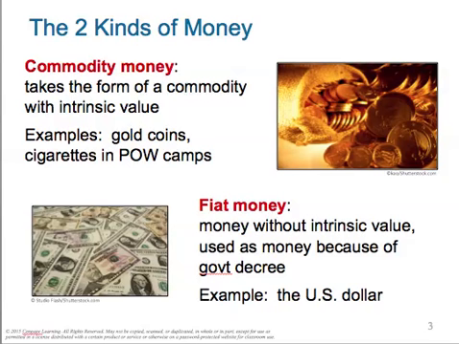There are two kinds of money. Commodity money, which takes the form of a commodity with intrinsic value. Examples here are gold coins. Cigarettes were used as currency in POW camps. Cigarettes are used as currency in current jail situations. And then that's based on a commodity, backed by gold. Gold coins themselves are worth something. They can be melted down. They have value based on the commodity they're made out of.